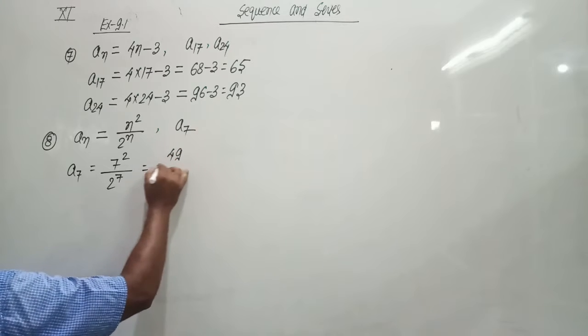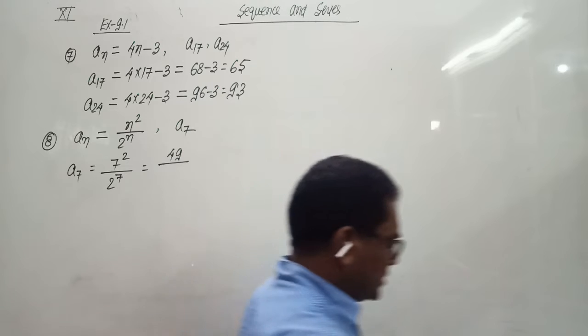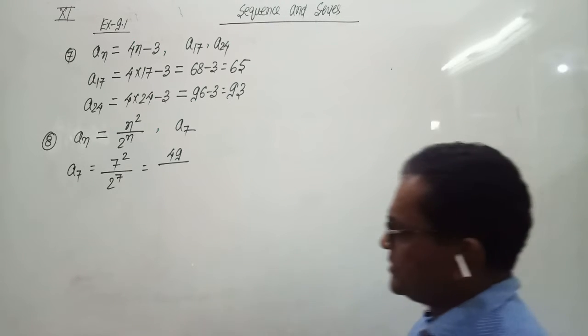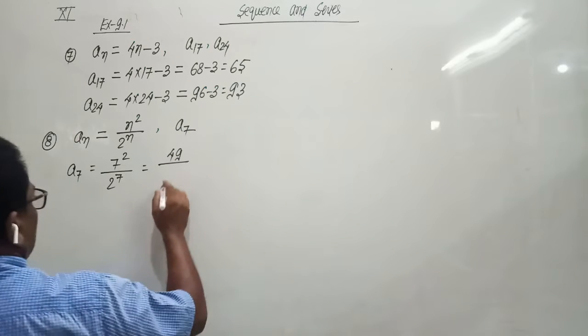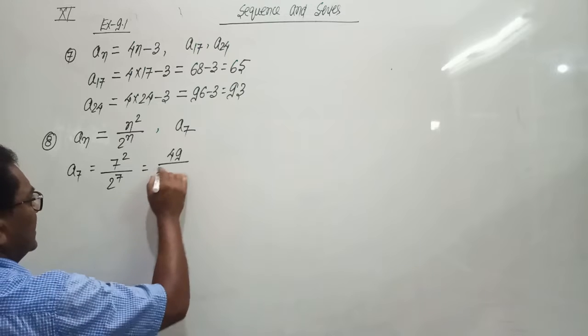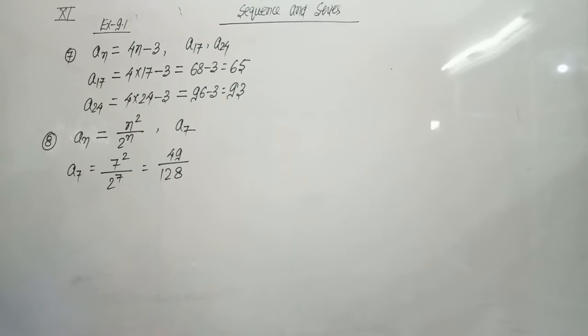7 squared is 49 and 2 raised to the power 7: 2 into 2 is 4, 8, 16, 32, 64 and 128. The value of a7 is 49 upon 128. Then question number 9.